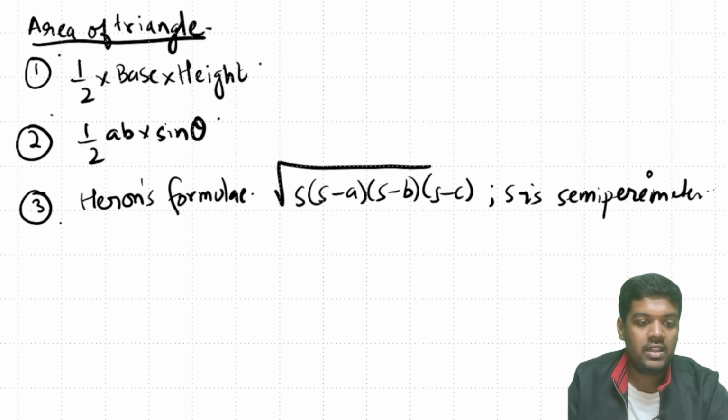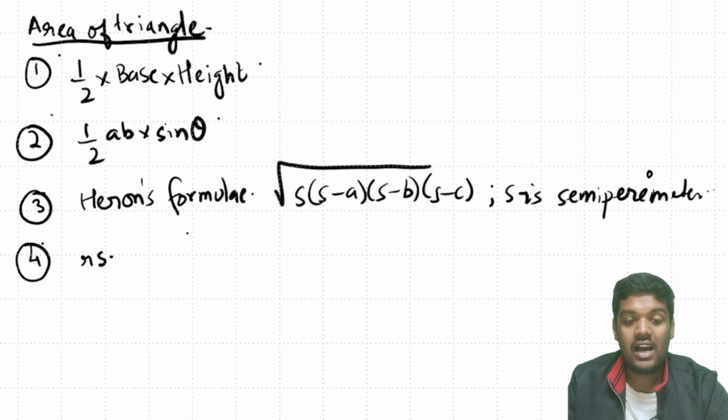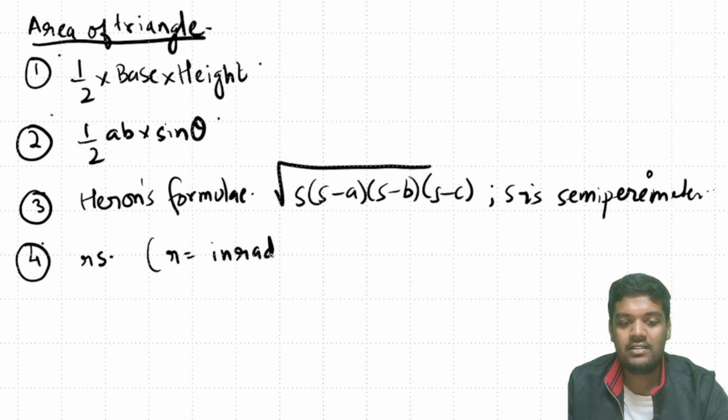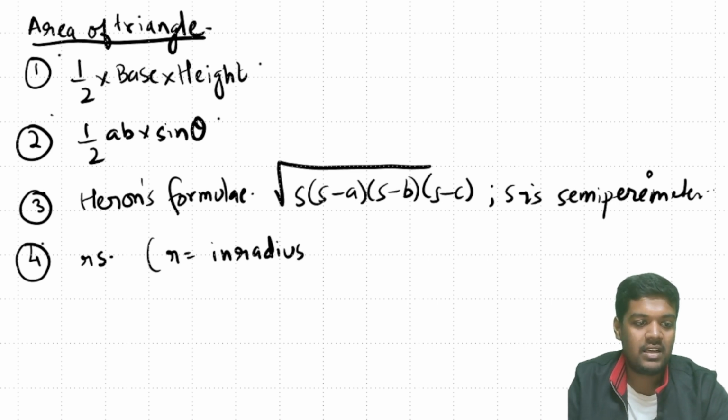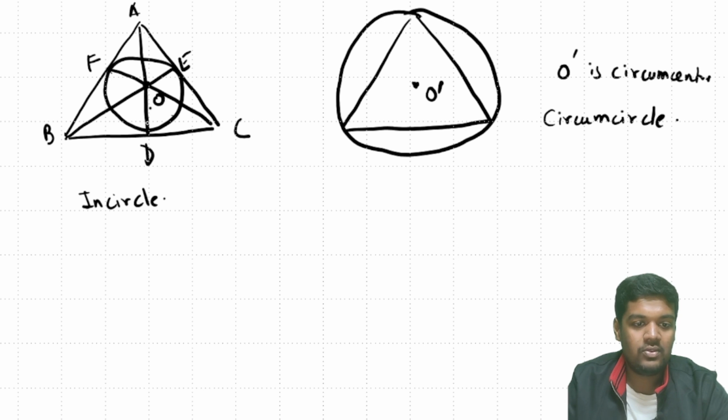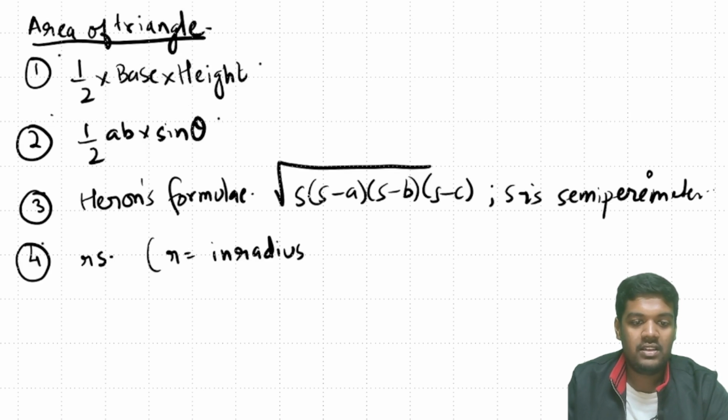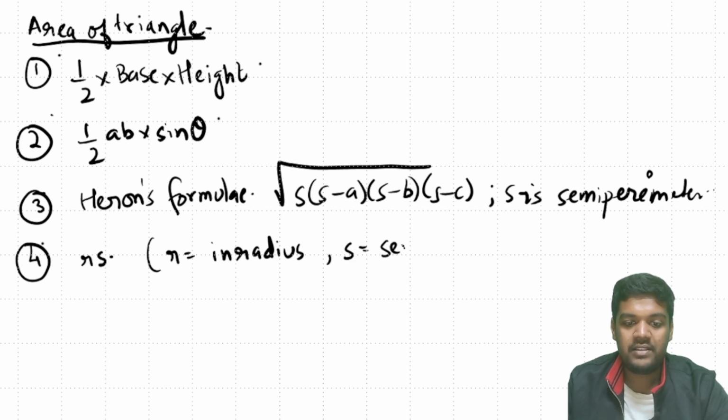Right. इसके बाद फोर्थ में द एरिया ऑफ ट्रायंगल इज ऑल्सो r s, जहां पे r आपका इन रेडियस होगा. अभी हमने इन सेंटर पढ़ा था ना, तो उसी का जो रेडियस है, आई मीन दिस वन, दिस OD, OE एंड OF, इसको इन रेडियस बोलते हैं. सो इन रेडियस इंटू सेमी पेरीमीटर, s आपका सेमी पेरीमीटर ही है.